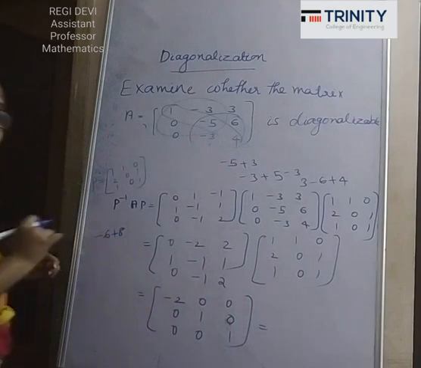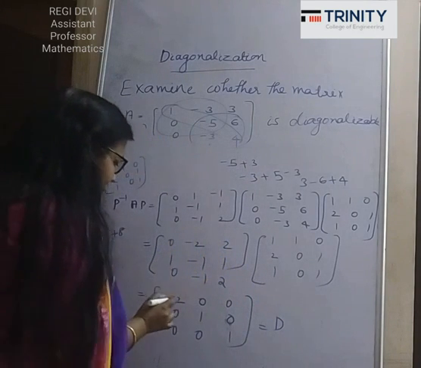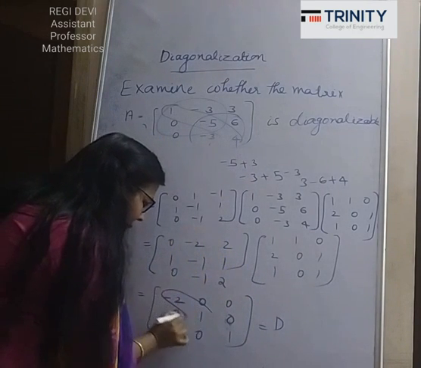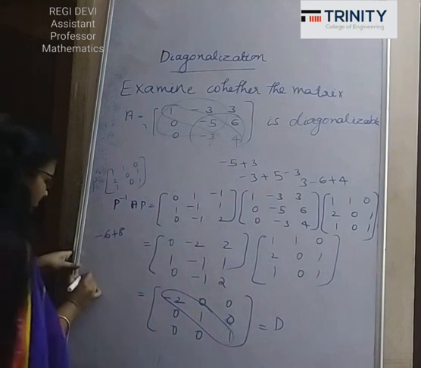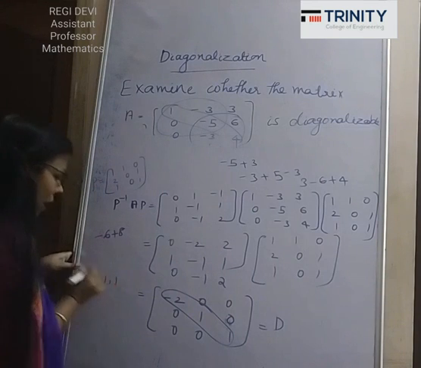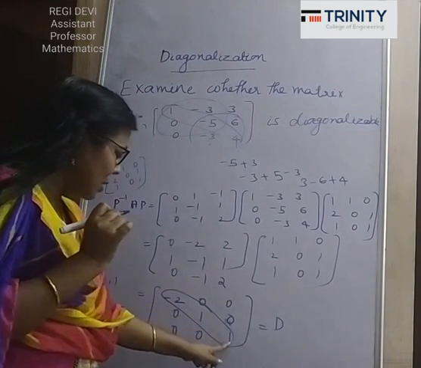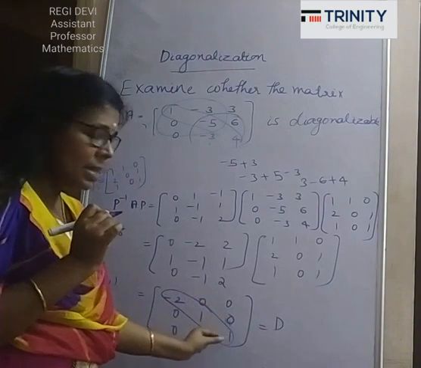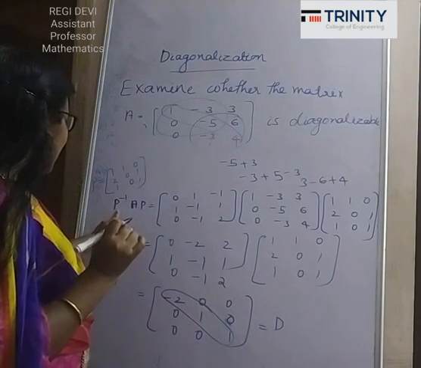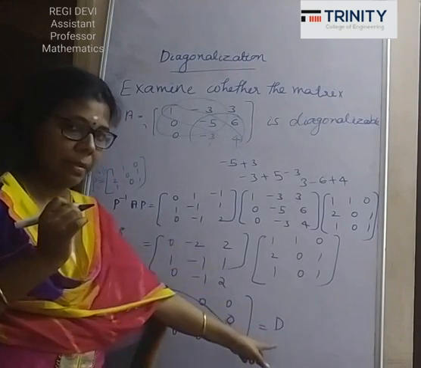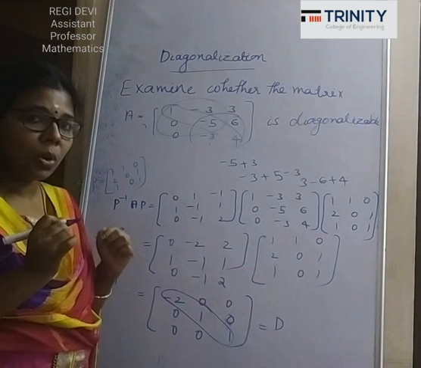Here we get a diagonal matrix D. Here what are the diagonal elements? Here the diagonal elements are our eigenvalues itself. That is minus 2, 1, 1 are our eigenvalues. Here these minus 2, 1, 1 came as diagonal elements. We get P inverse AP equal to D. Therefore the given matrix A is diagonalizable. Okay, thank you.